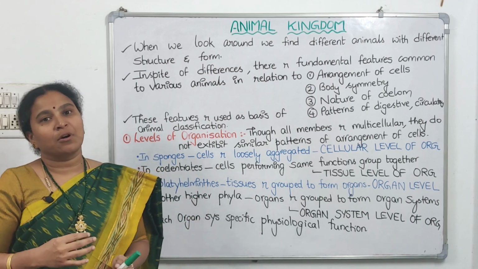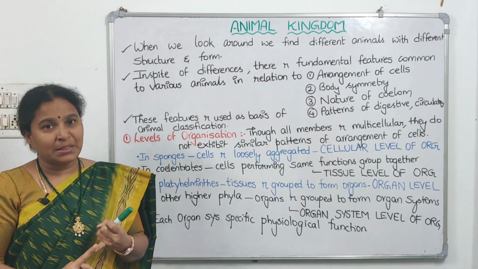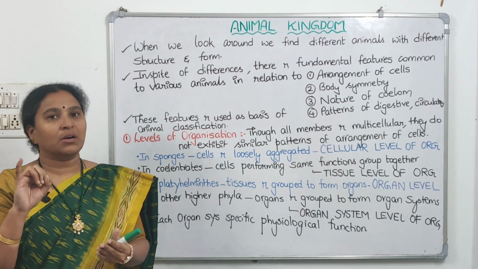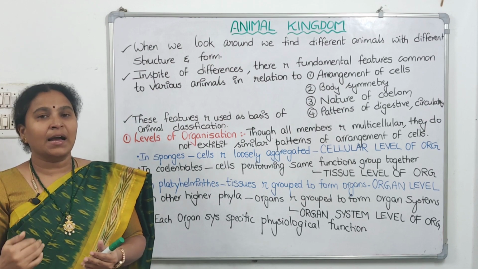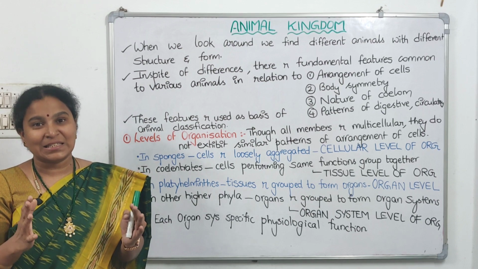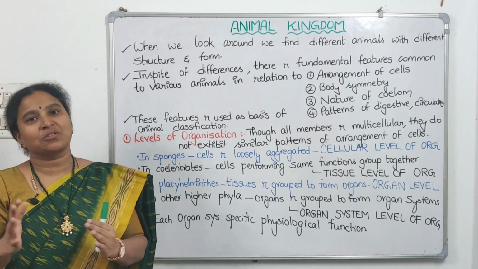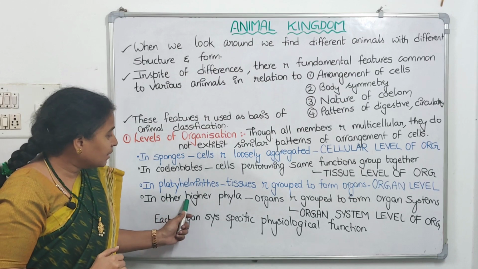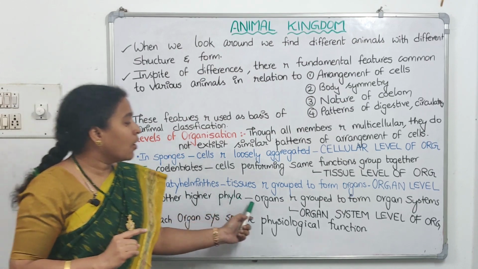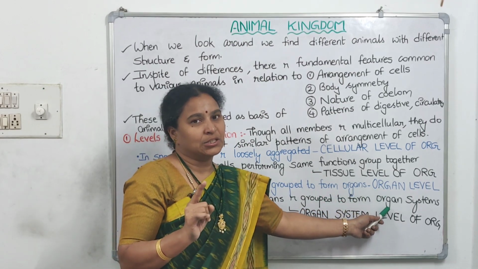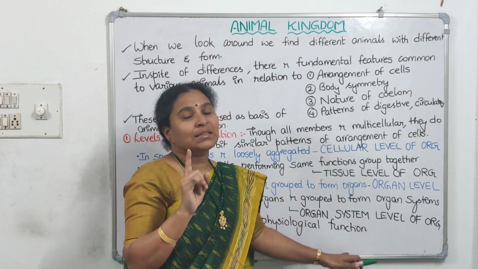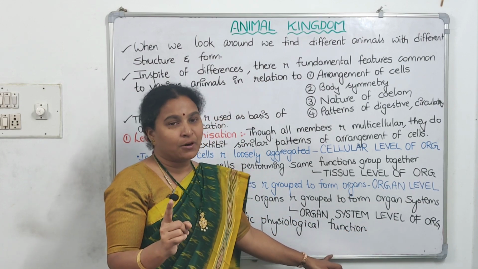Now from the 5th phylum onwards, what's the 5th phylum? Aschelminthes, Annelida, Arthropoda, Mollusca, Echinodermata, Hemichordata and Chordata. In the remaining higher phyla, what happens? Organs are grouped together to make an organ system, like digestive system, respiratory system, excretory system, like that. From Aschelminthes to Chordata, the organs are grouped to form organ systems. Then what is that level called? Organ system level of organization. The highest level of organization is organ system level of organization.